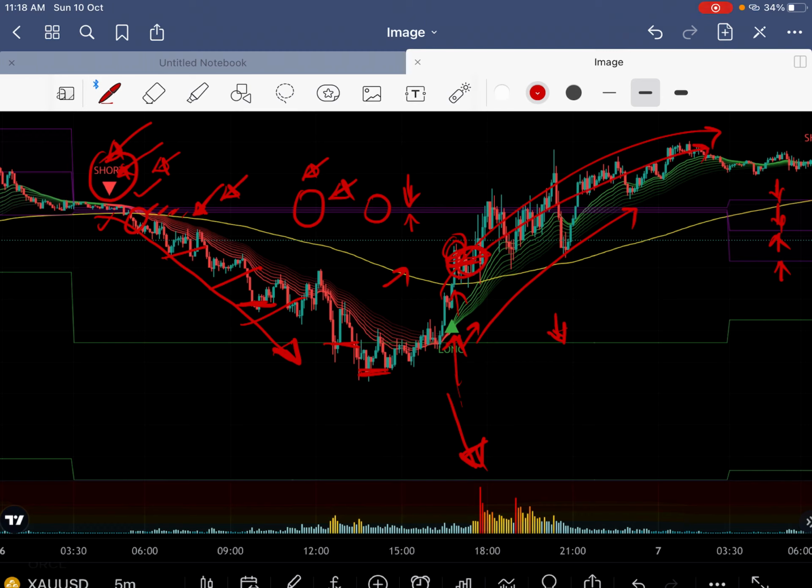So this is just a brief introduction of this strategy, and I am going to explain it in detail in other videos that I will upload in upcoming sessions. So this is a multiple moving averages strategy.